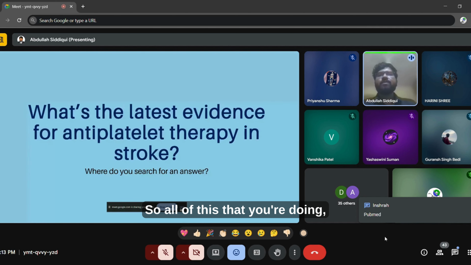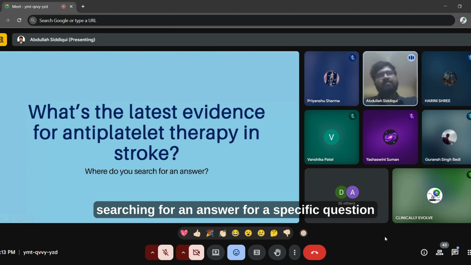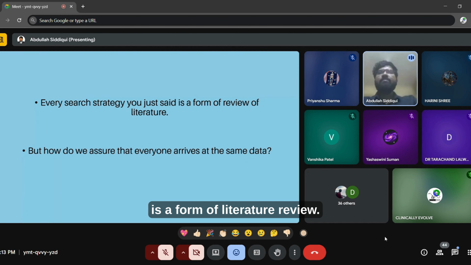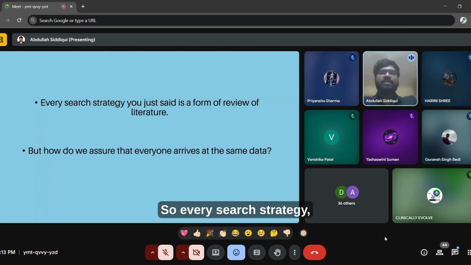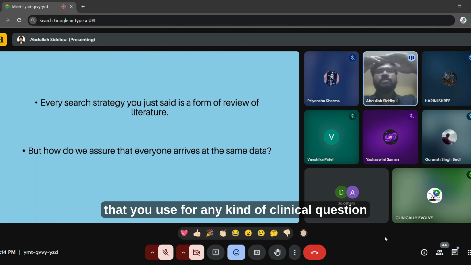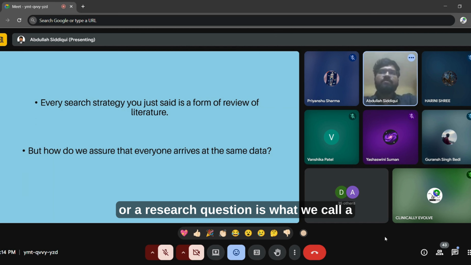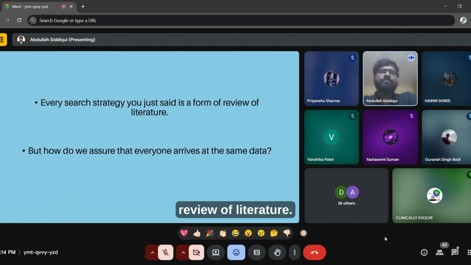So all of this that you're doing, searching for an answer for a specific question, is a form of literature review. Every search strategy that you use for any kind of clinical question or a research question is what we call a review of literature.